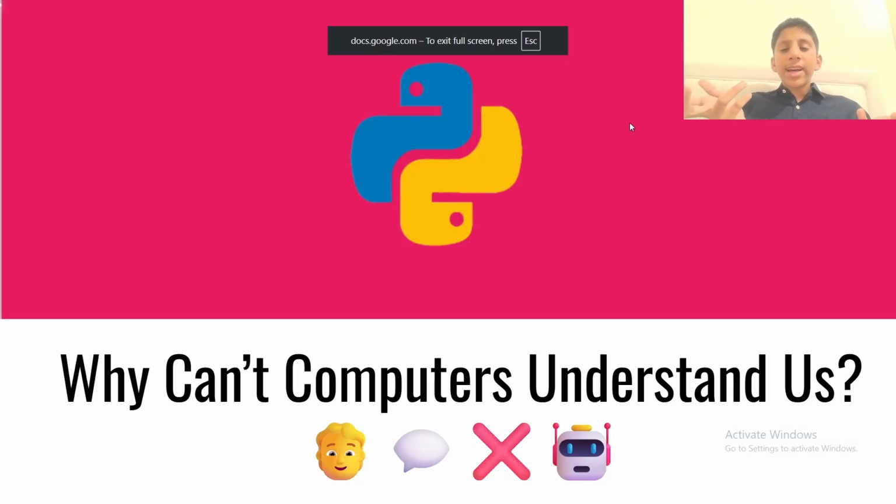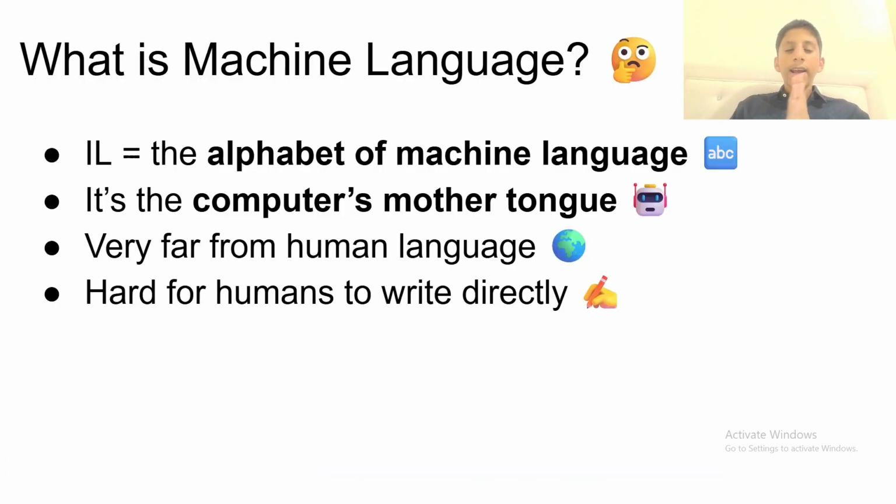Why can computers understand us? Let's find out why in this video. All right, what is machine language? So let's explore what is machine language. It's based on instruction list or IL. It's the alphabet of the machine language, and it's the computer's mother tongue. And it's very far from human language, and it's hard for humans to write directly.